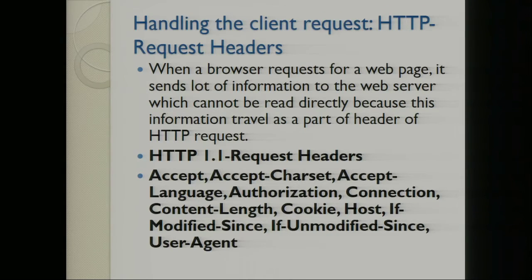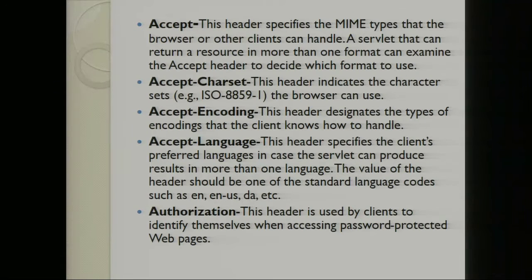So the first one is Accept, then Accept-Charset, Accept-Language, Authorization, Connection, Content-Length, Cookie, Host, If-Modified-Since, If-Unmodified-Since, User-Agent, and there are different types of request headers which come into the picture. Okay, what is Accept for?